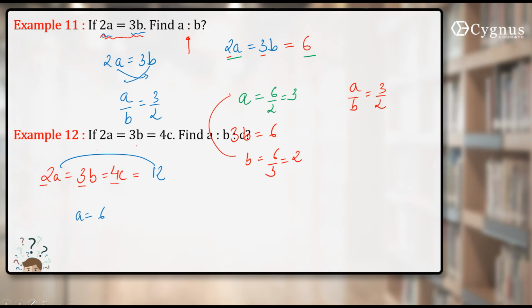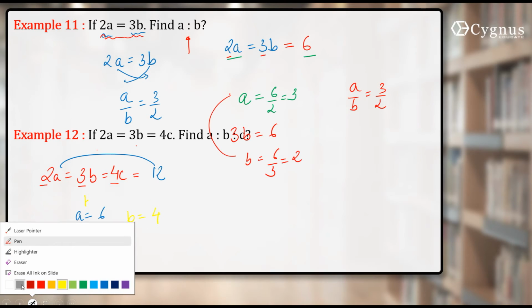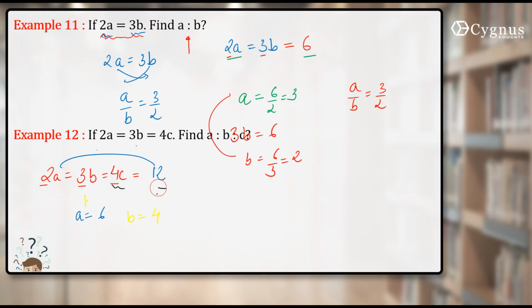How much? 6. Yes or no? What's the LCM? If 3B is equal to 12, what can I say? B is equal to 12 by 3, that is equal to 4. What if I say 4C is equal to 12? You get C is equal to 12 by 4, that is 3. So B is equal to 4, C is equal to 3, A is equal to 6. So the answer becomes 6 is to 4 is to 3 here.